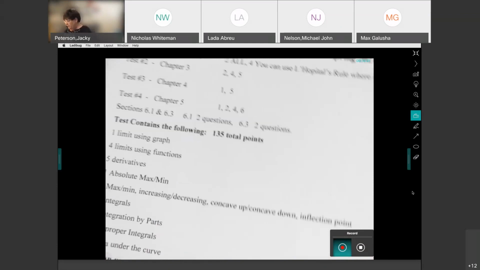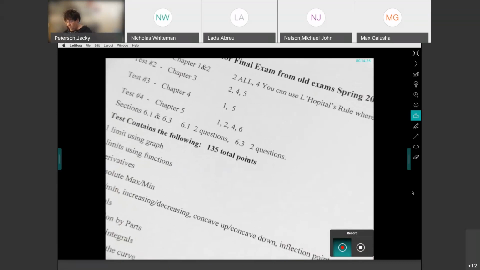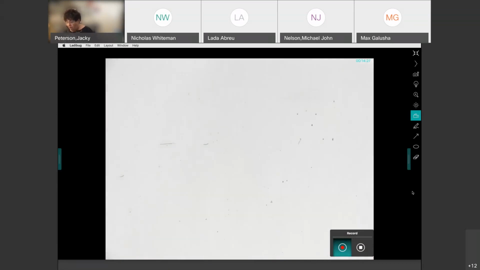So I think I've gotten to derivatives. So where am I right now? I'm on a second test right now, heading to the third. So we're getting there. We're not quite halfway there yet.